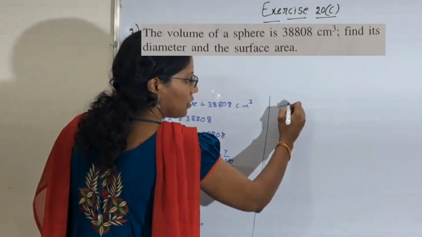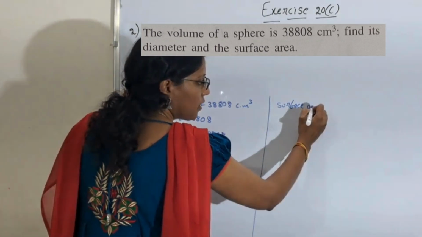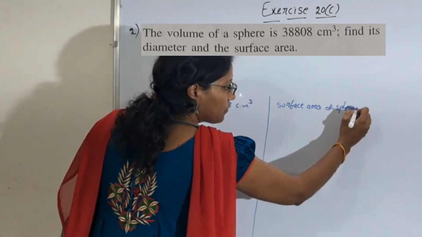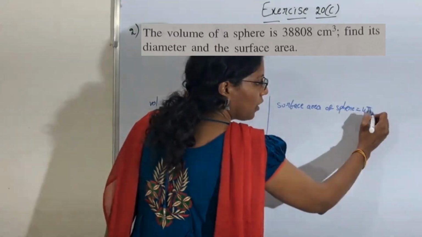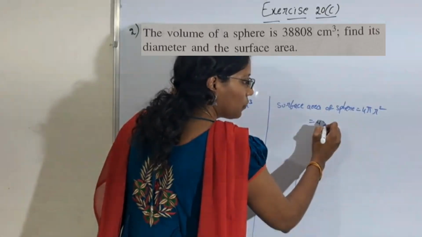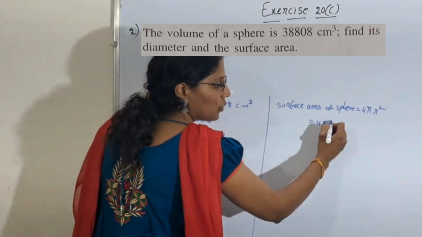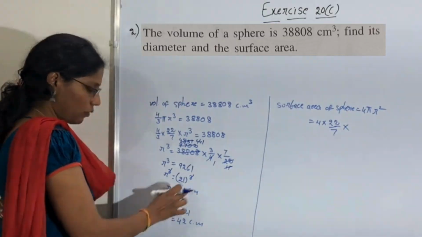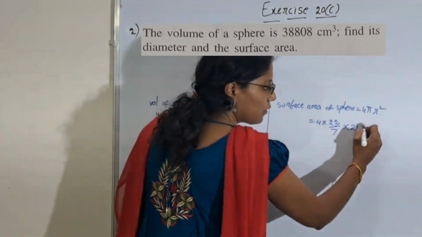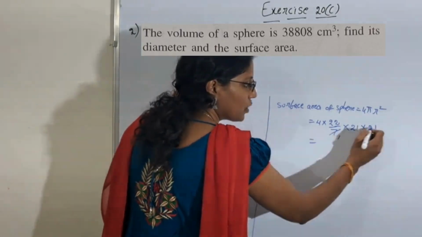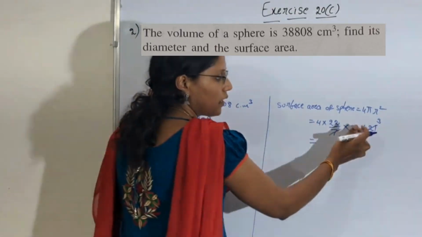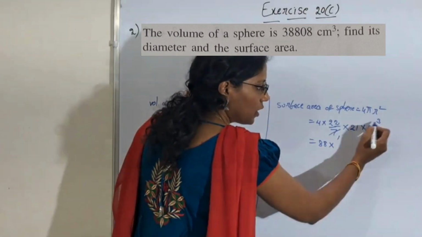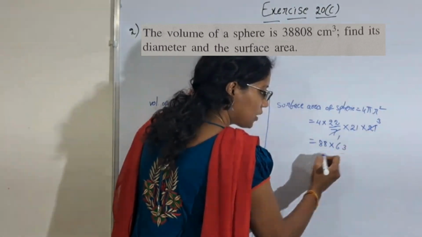Next, surface area. Surface area of a sphere. What is the formula? 4 pi r square. 4 into, here pi value is 22 by 7, into r value 21. Here how many times? 21 into, 7 3 times. 7 1 is 7, 7 3 is 21. Here we have to multiply. Here 4 2 is 8, 8 into, here 3 1 is 3, 3 2 is 6.